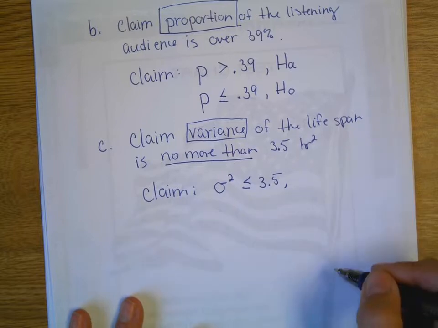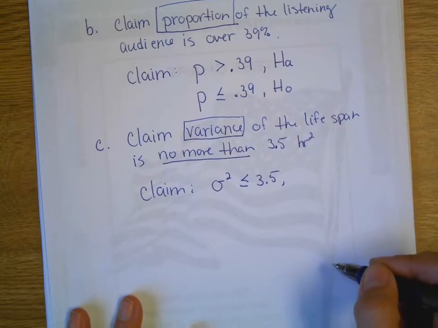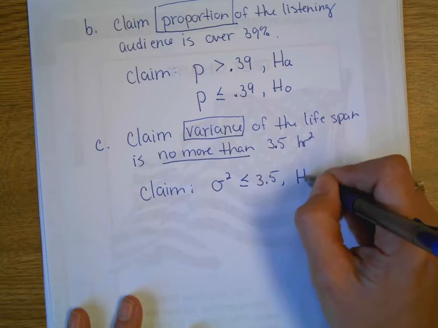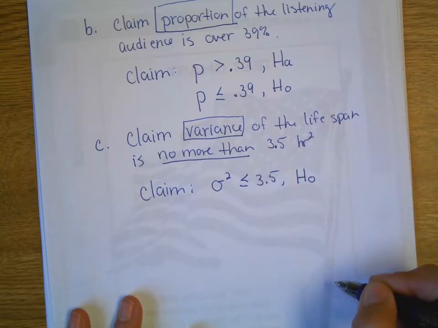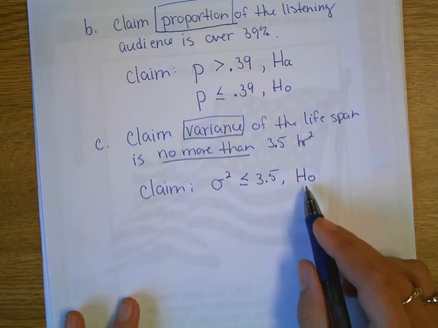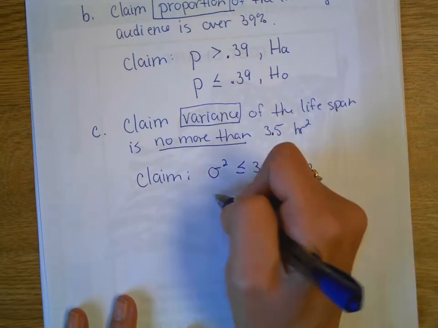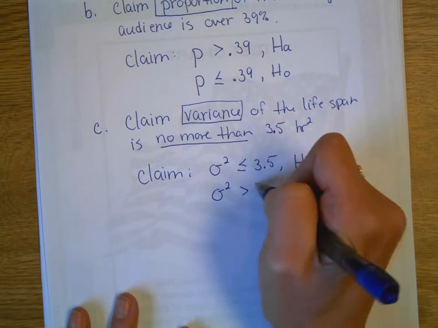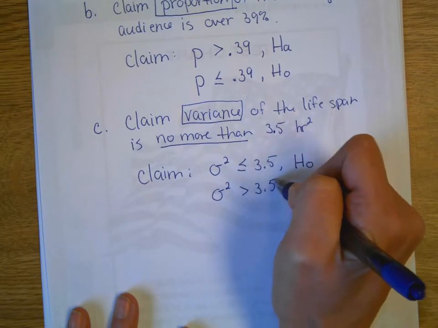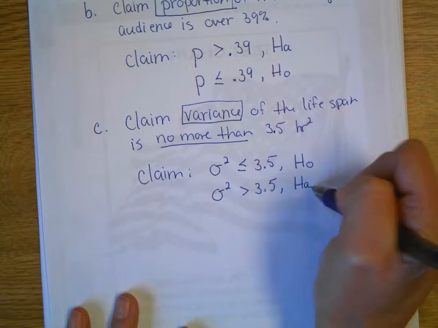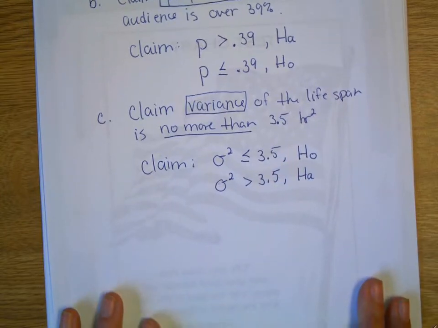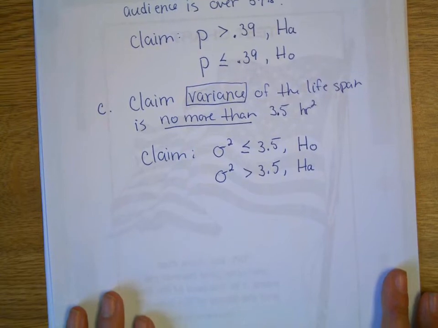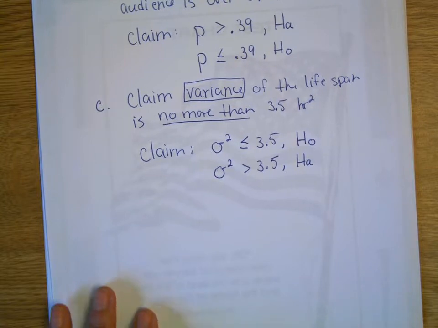Which hypothesis is this? Null. More fun to say the null. Okay, so if that's the null, what's the Ha? Greater than 3.5. Claim null. All right, so when we get to hypothesis testing, the first thing you have to do is write the pair of hypotheses.